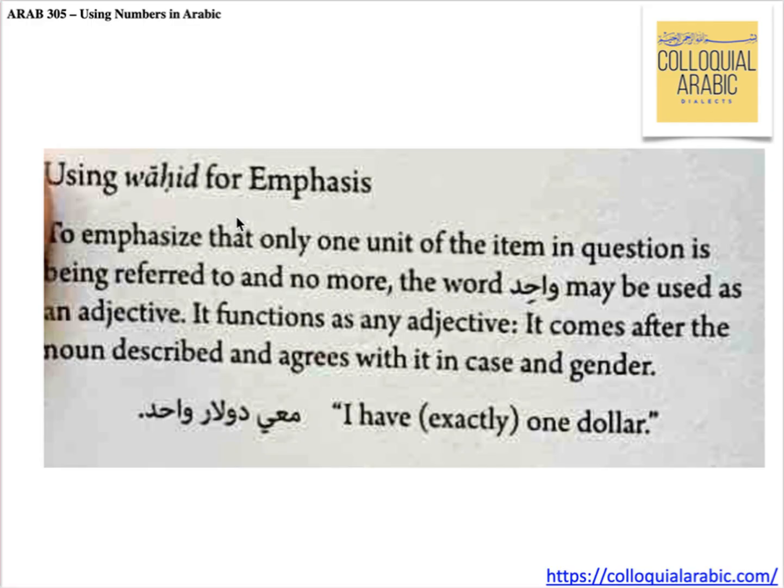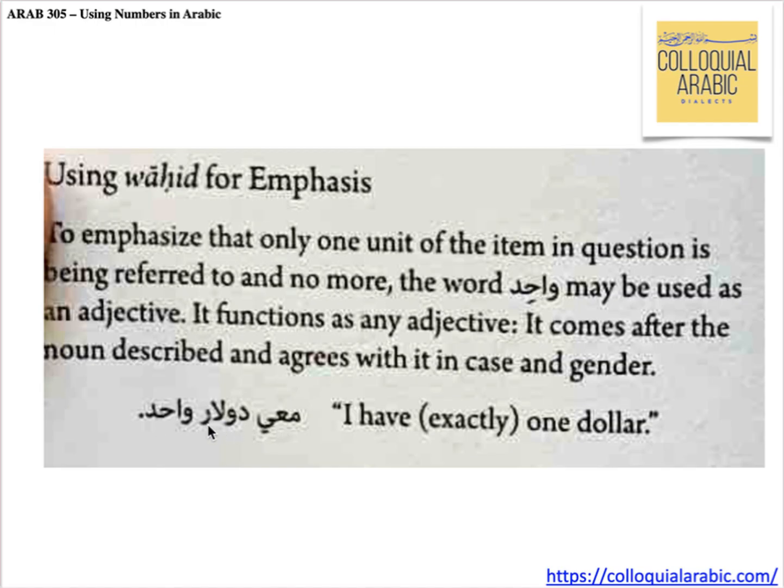It's also used for emphasis. For example, if you want to add further emphasis to the concepts discussed in the previous slide, you can use wahid to emphasize that only one unit of the item in question is being referred to and no more. The word wahid may be used as an adjective. It functions as any adjective. It comes after the noun described and agrees with it in case and gender. So both. Maya dollar wahid.